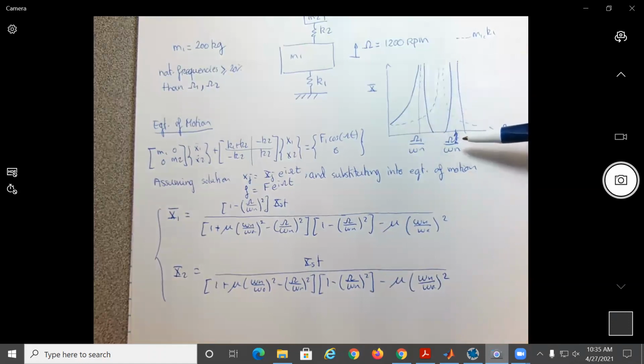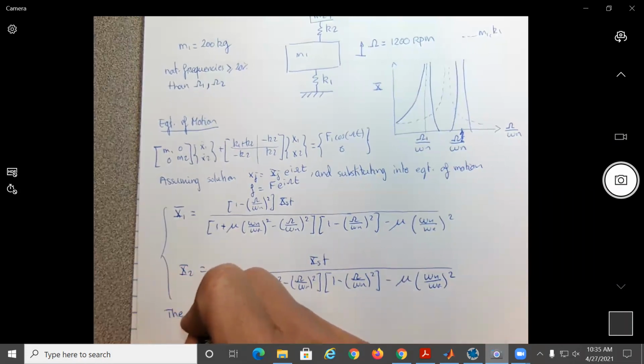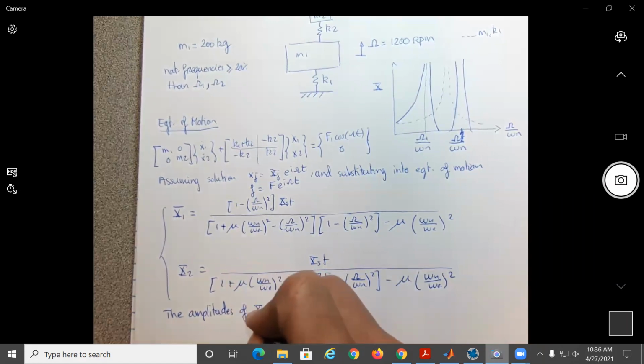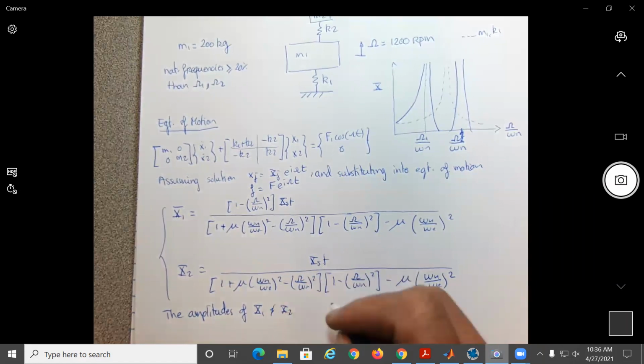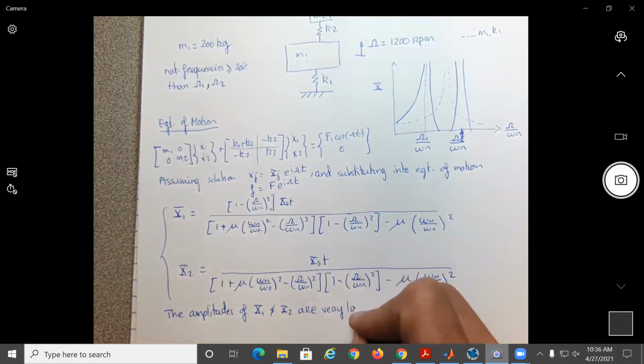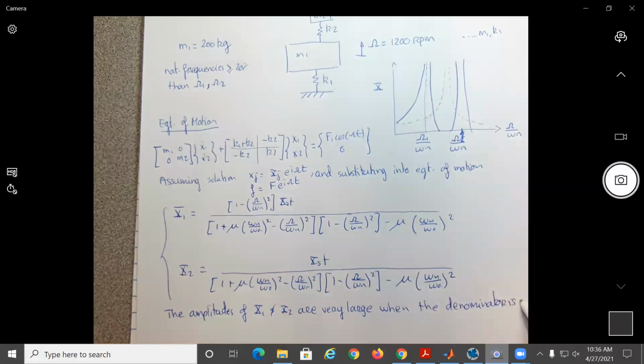Okay, so in order to do that, what do we know? The amplitude here of the x will be infinite. So when is that going to happen? When the denominator here is 0, no? Okay, so let's say the amplitudes of x1 and x2 are very large when the denominator is 0.